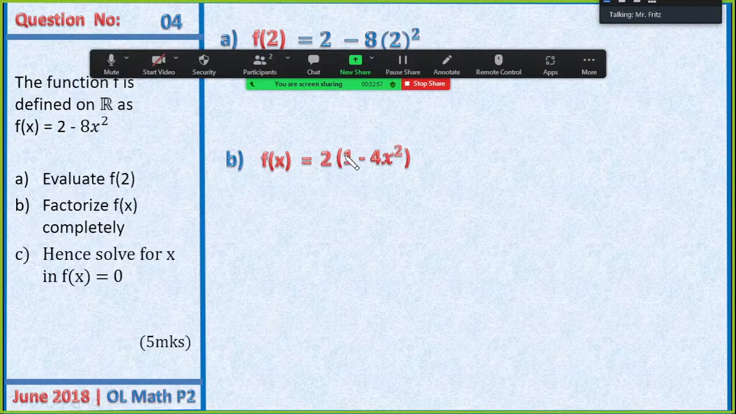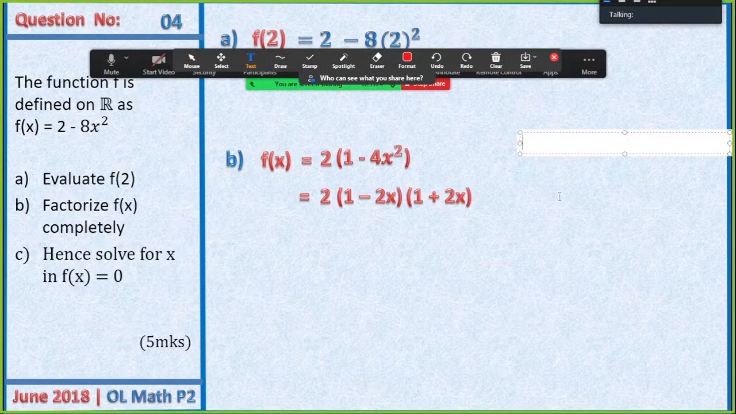Then, to factorize 1 minus 4x squared, this is a difference of 2 squares. The method to do is like this. The square root of 1 is 1. Square root of 4 is 2, and square root of x squared is x. So we have 1 minus 2x into 1 plus 2x. This is how you factorize difference of 2 squares. Any question? So to factorize the difference of 2 squares, we just put 2 brackets like that.